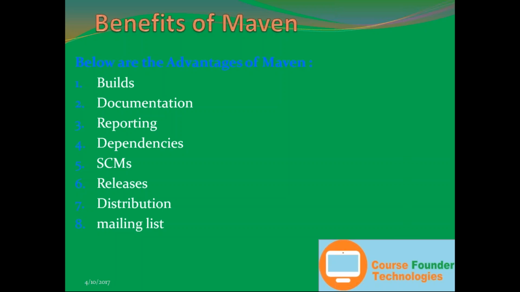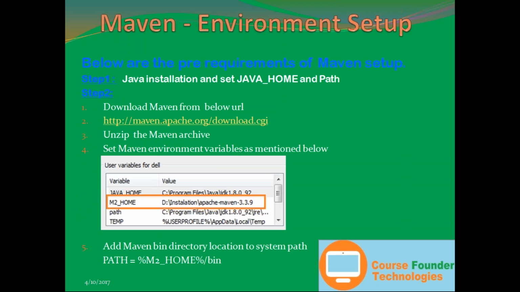So from where do we need to download Maven and how do we configure it? Below are the steps. Before installing Maven, the prerequisite is that you should have Java on your machine. First you have to install Java, set the path, and set JAVA_HOME. I think you have already done these steps, correct? Yes, Java is already on my machine. The next step is to download Maven from the URL.